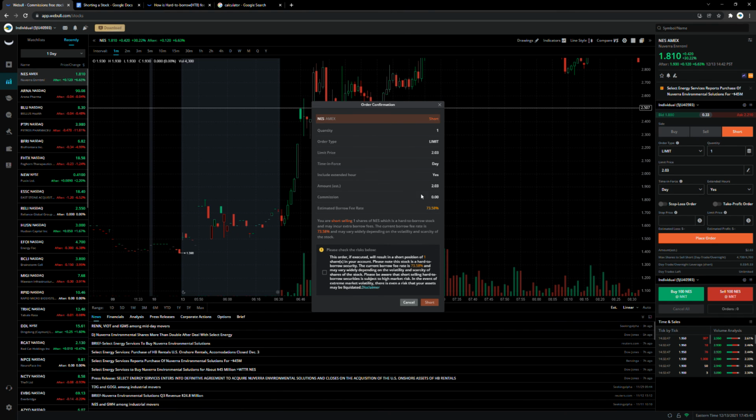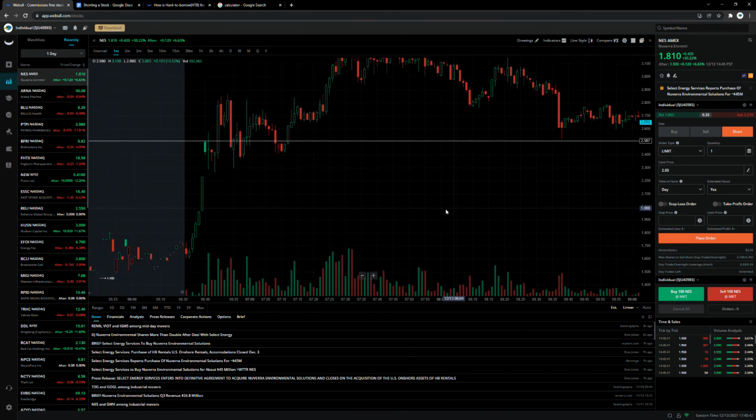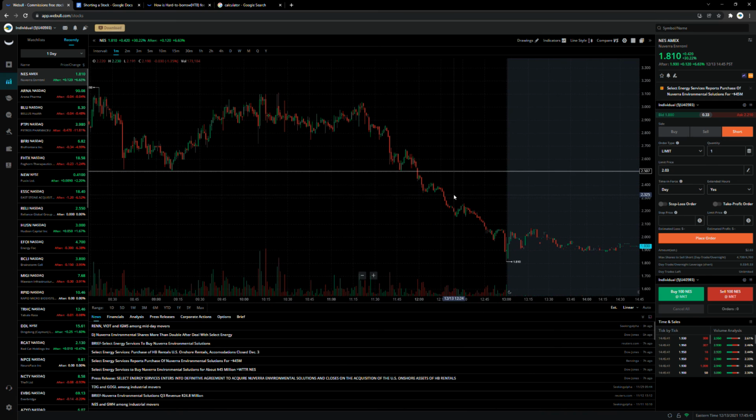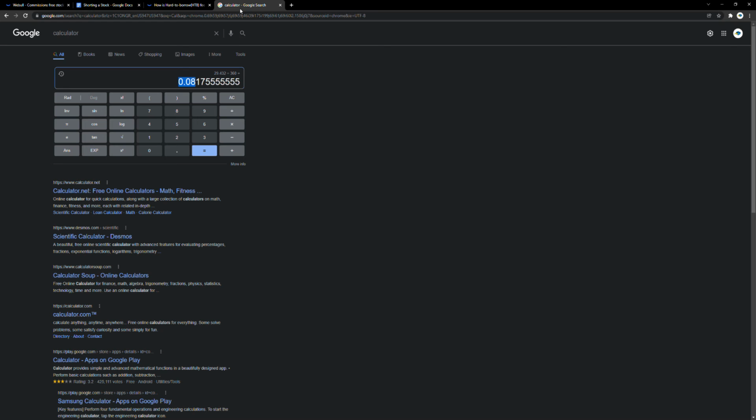Now that we know how much I paid, let's see how much money I made. Remember I said that I sold this at 2.5 and bought it back at 2.3. So I borrowed 10 shares at 2.5, and I'm going to multiply that by 10.